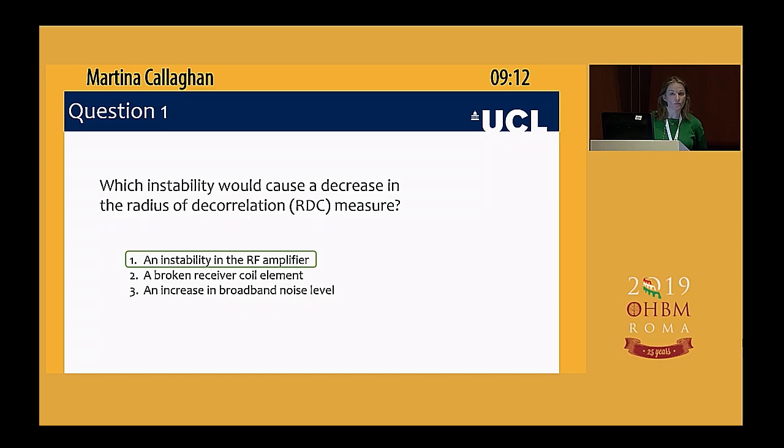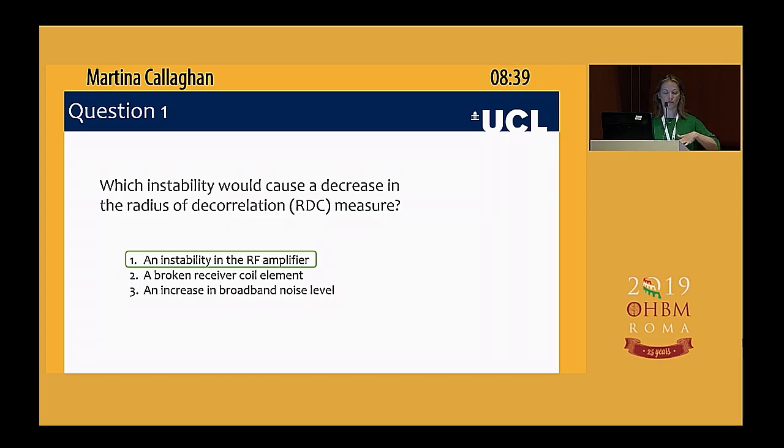So I say 1, and that's like the example I was showing you there where we had that instability. If that's happening over time, instability implying time, then you would see a reduction in the RDC. Broken receiver coil element, I think that's tricky actually. It would not if it was stably broken. Basically you'd get a hit in your SNR, right? You'd see strange images, all the rest of it, but it wouldn't affect the RDC per se. But if it was intermittent, it would. That would give you a spiking, and that's really because your distribution is changing over time.